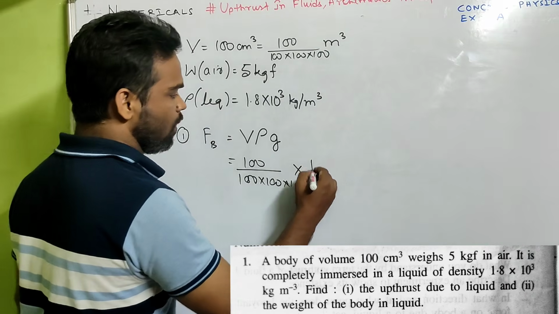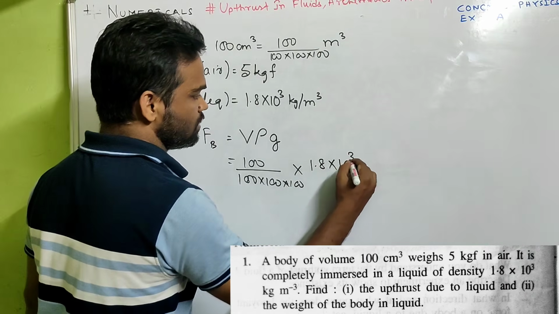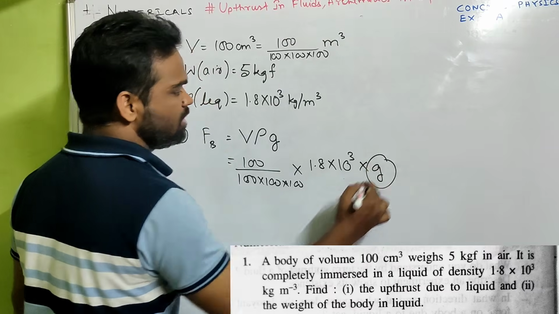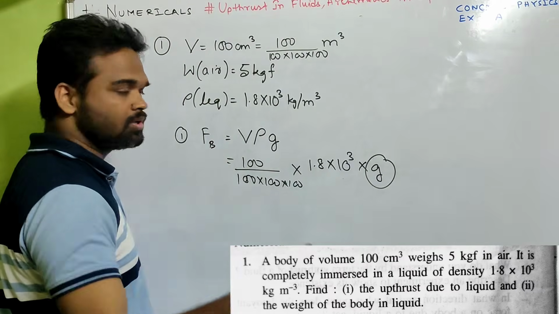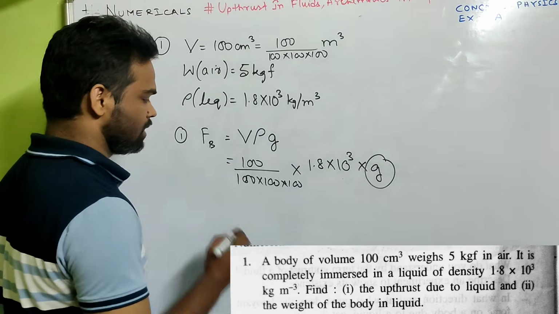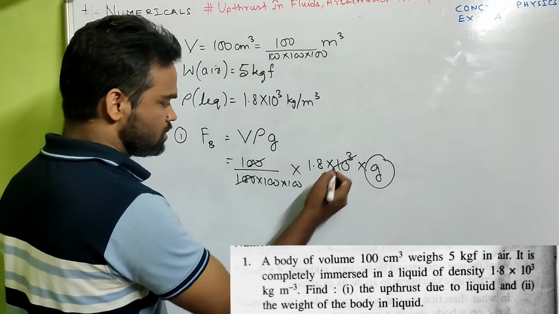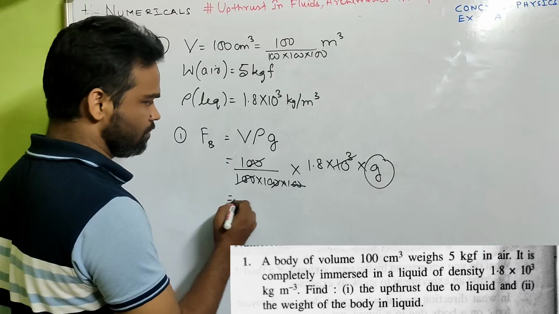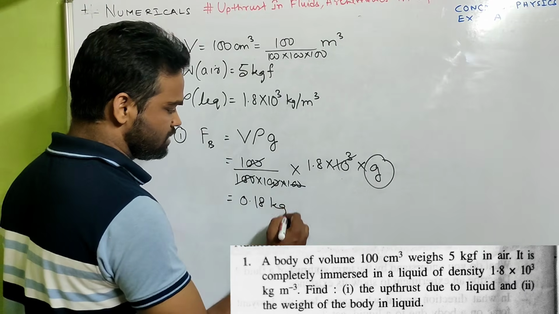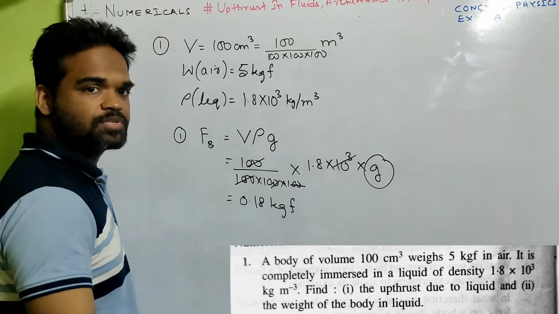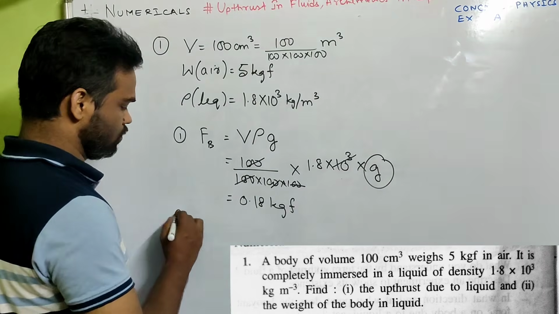Now density is 1.8 multiplied by 10 to the power 3 into G. I've kept G because I'll give the answer in kgf. If I want to give the answer in Newton, I'll put the value of G. So that's 3 zeros, 2 zeros from here, 1 zero from here. So 1.8 divided by 10 is 0.18 kgf. That's your upthrust. Done.